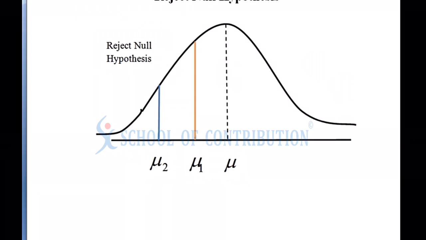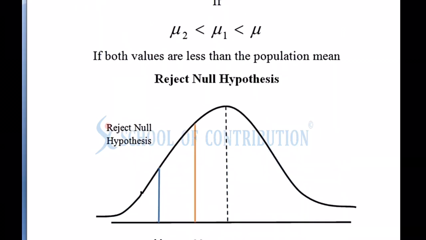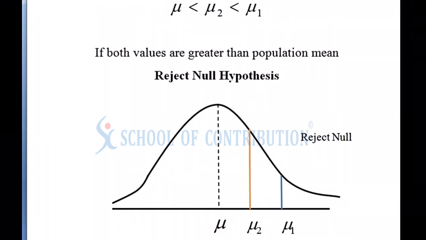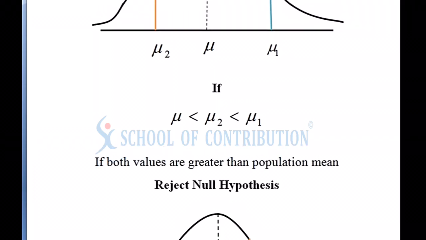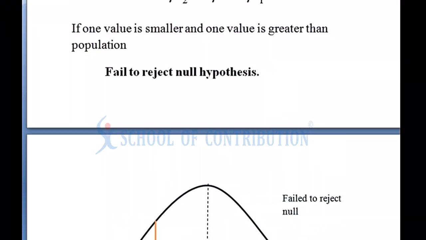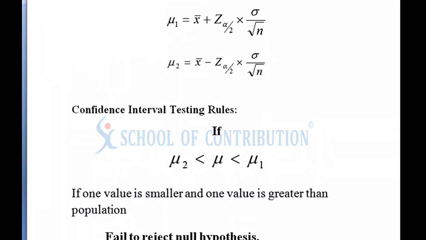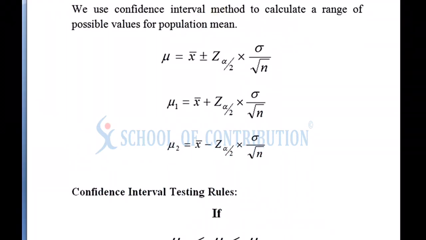So far we have got our confidence interval testing rules. One rule is, if both values are less than the population mean, we reject the null hypothesis. If both values are more than the population mean, we reject the null hypothesis. If one value is less than the population mean and another value is more than the population mean, we fail to reject the null hypothesis.